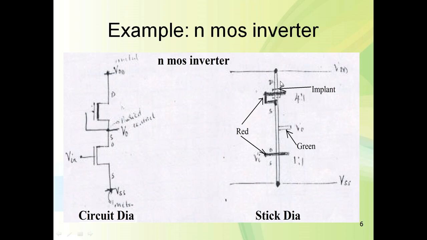Okay, so this is a drain, this is source, this is gate, and this gate is connected to the source, and this is having a buried contact. Okay, pull down transistor.